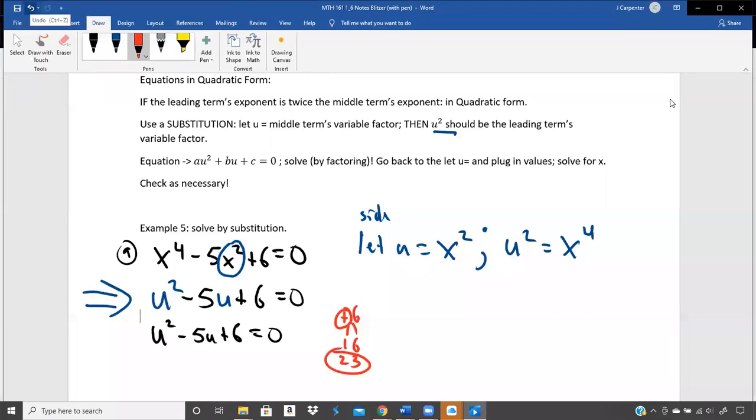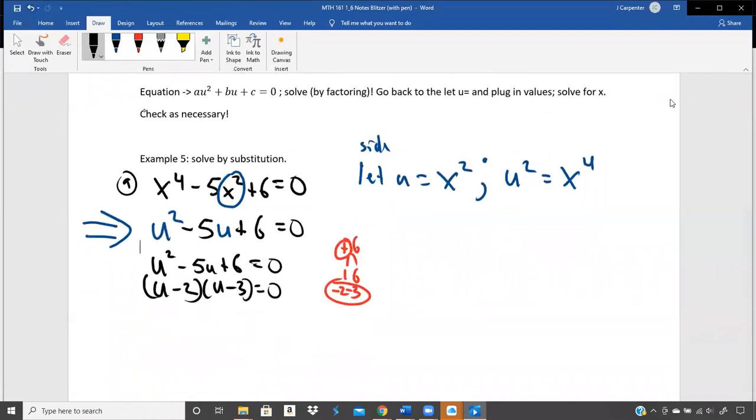But that's a negative 5, so we can't make these positive 2 and positive 3. They need to be negative 2 and negative 3. So the factored form is u minus 2 times u minus 3. And that's still equal to 0. And then we zero product rule this. We set each of these things equal to 0 separately. So u minus 2 equals 0, and u minus 3 equals 0.